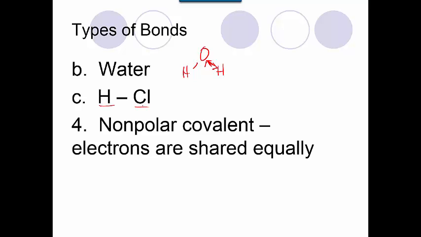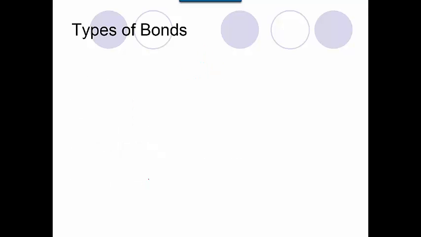The other type is called nonpolar. Nonpolar means that they are shared equally. And this will always happen when you have two elements that are the same bonded together. So that's always going to share equally because they're both hydrogen. So they're both pulling with the same force. They both have the exact same properties.